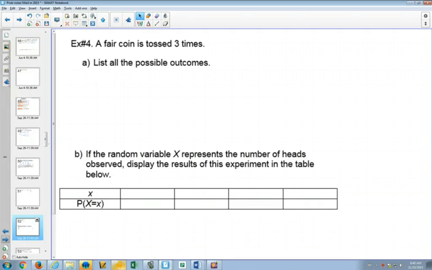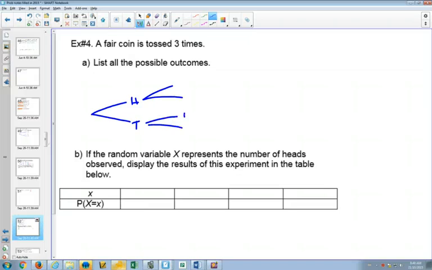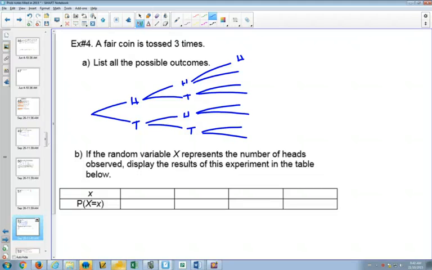So now we toss our coin 3 times. So we could quickly draw, good thing I didn't decide to toss it 7 times. So we've got heads, heads, heads, heads, heads, tails, heads, tails, heads, heads, tails, tails, tails, heads, heads.